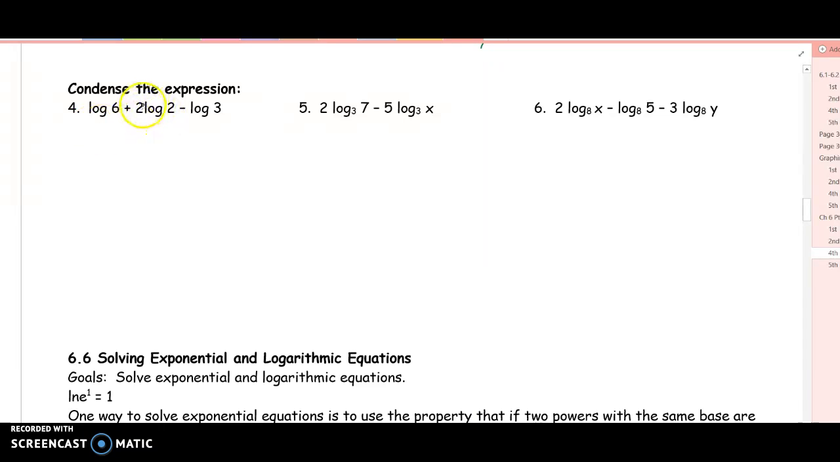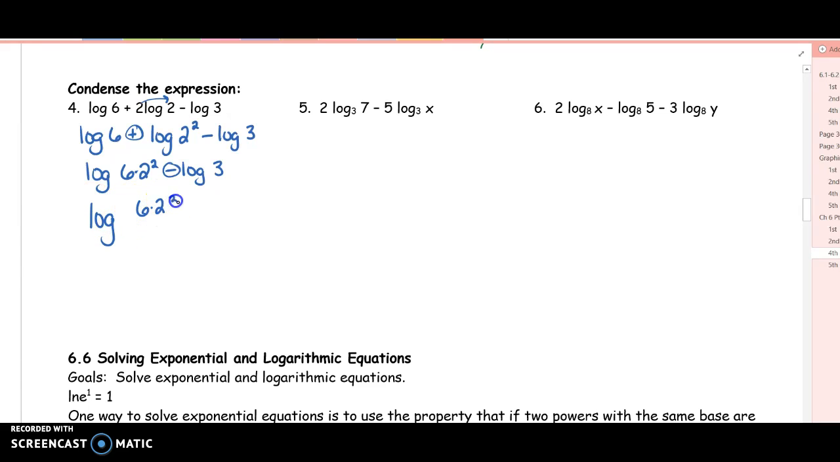Long way. I notice that there's a coefficient. I want to start by fixing that coefficient and putting it back as an exponent. So that 2 goes back as an exponent. The addition condenses back into multiplication. And then the division, or the subtraction, becomes division. Okay, now why did I rush through that so fast? Because now I'm going to show you the short way.